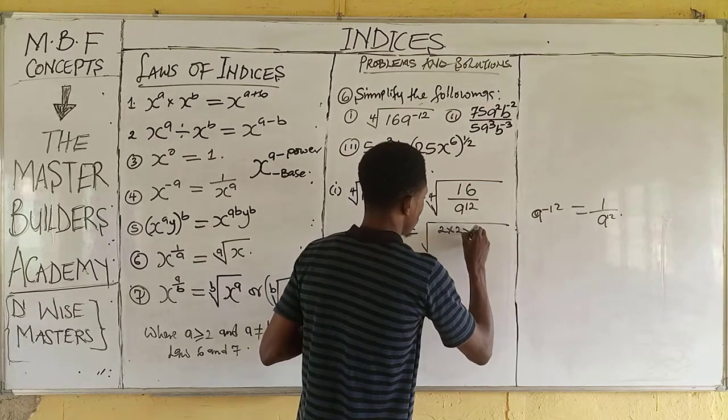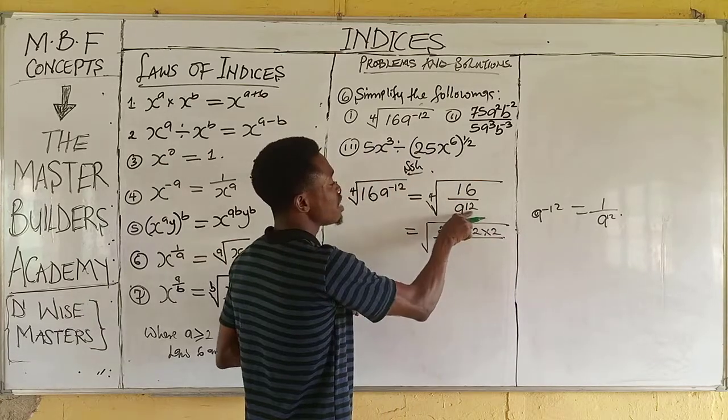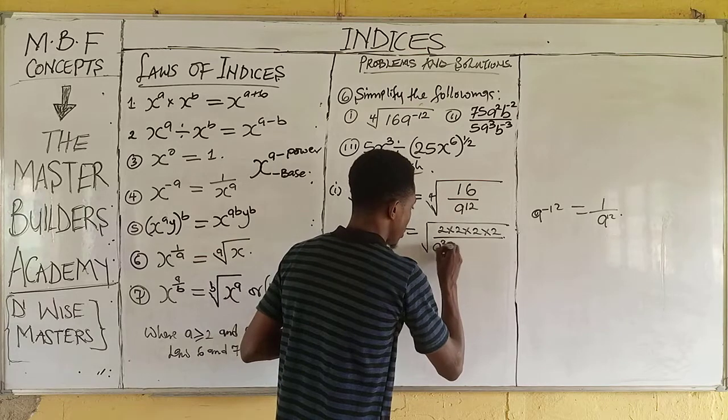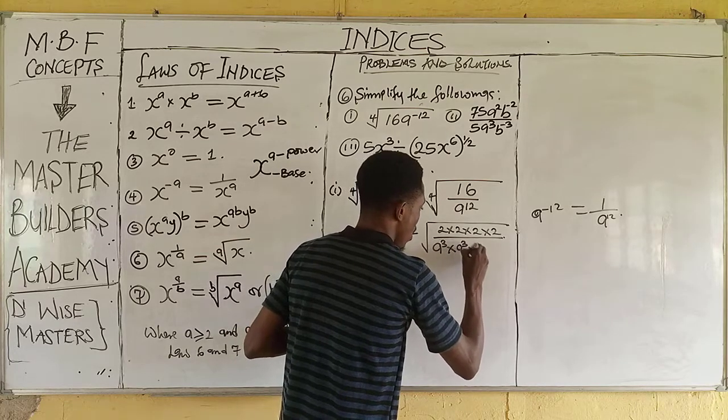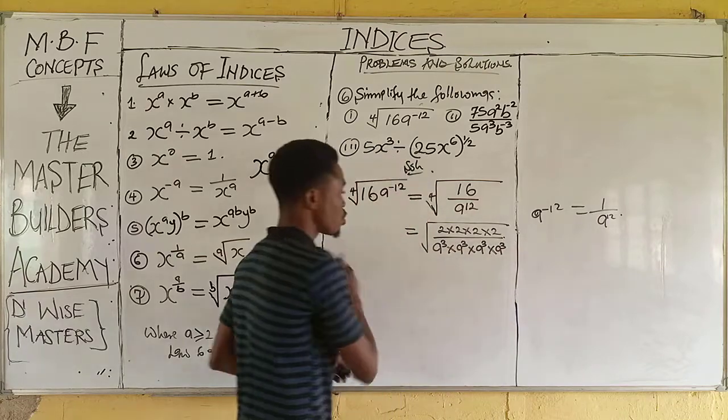2 multiplied by 2 multiplied by 2 multiplied by 2 will give us 16. While when you divide 12 by 4, you are going to have 3. That means this is a raised to the power 3 multiplied by a raised to the power 3 multiplied by a raised to the power 3 multiplied by a raised to the power 3. This is exactly what will give us 12.